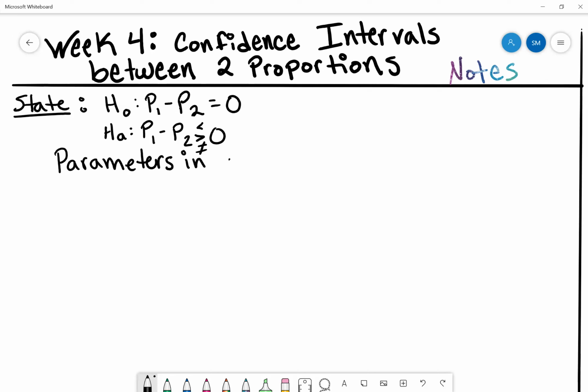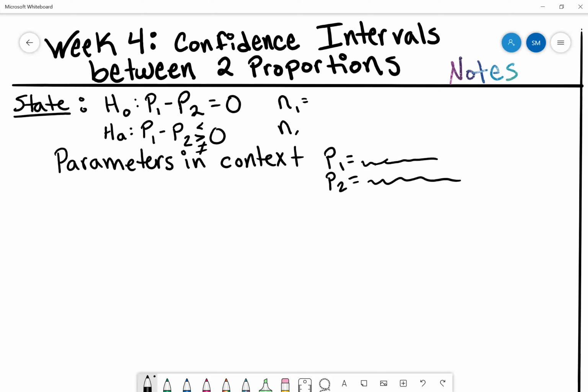What this means is that you are going to say p sub 1 is equal to, and then talk about in words what in the world that represents. And p sub 2 equals whatever in the world you're talking about in your problem. In this section, you also want to figure out what is your sample size for your first set of data. You want to figure out what's your sample size for your second set of data. What is your sample proportion of the first set of data? What is your sample proportion for the second set of data?